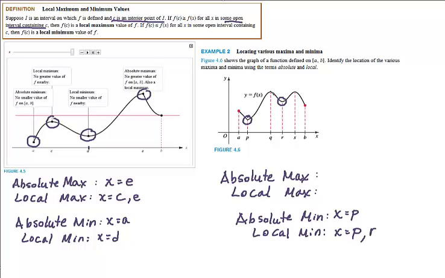At x equals Q, I have a local max. And it looks to me like Q and S are both the same height. So I'm going to say that Q and S are both absolutes, and of course they're also both locals because they're interior points. And at A and B, I don't have absolute extrema there.